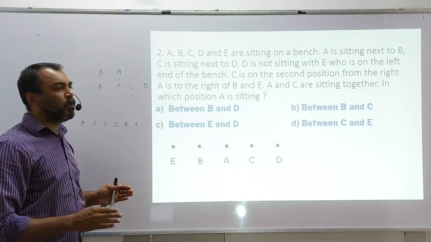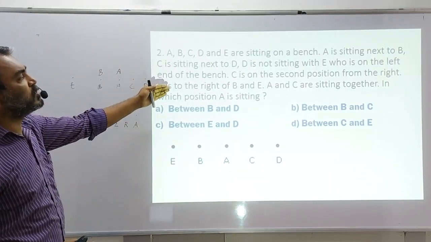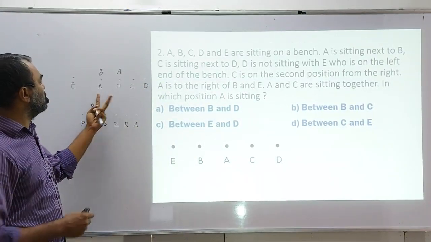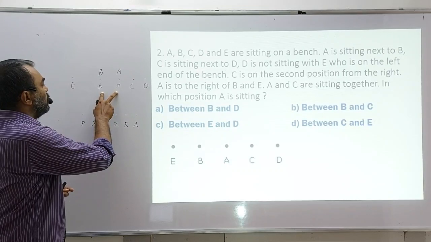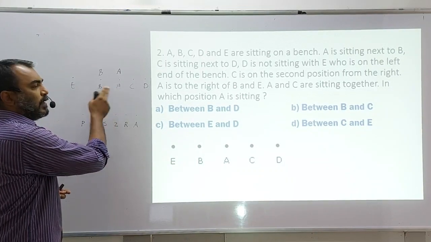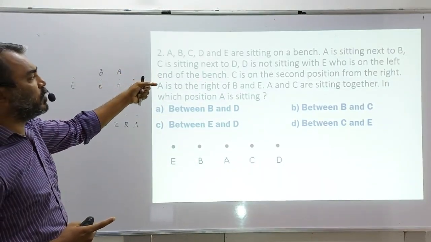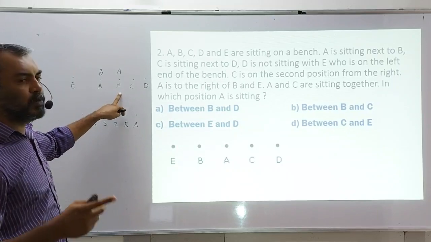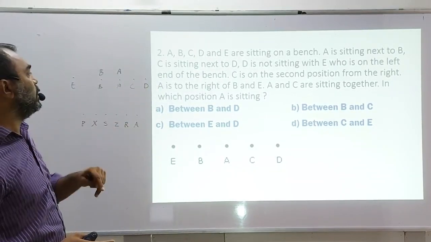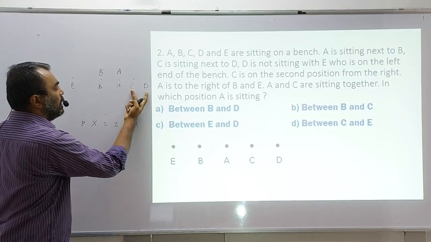So arrangement means what? You have to arrange. And how do you arrange? Based on the instructions mentioned to you. Now when you start drawing, there are choices like this. A, B sitting together. So A on the right, B on the left, or B on the right, A on the left. Two possibilities are there. But as you read the questions further, then you will know which possibility to take and which possibility to eliminate. Now C and D are sitting together. So C and D can be here, or it can be D and C.